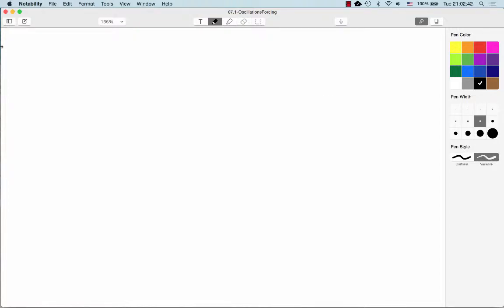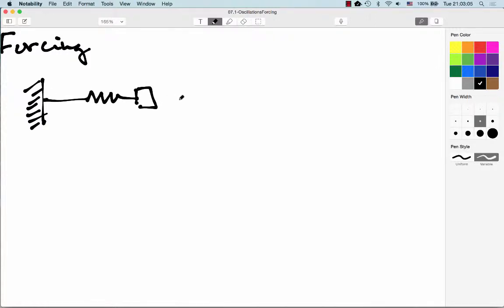Okay, so we're going to continue our exploration of oscillations by now taking a look at what happens when we introduce forcing, or we can call it a driven oscillator. So again, we take a look at the system we've been looking at so far. I've got a mass that, for the sake of argument, we'll say is to the right of the equilibrium position.